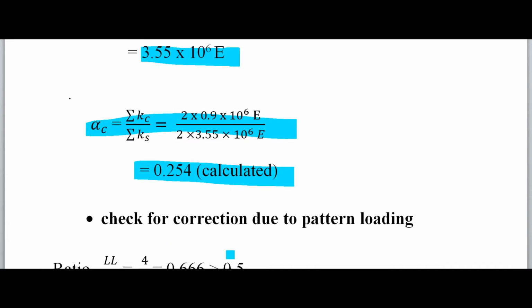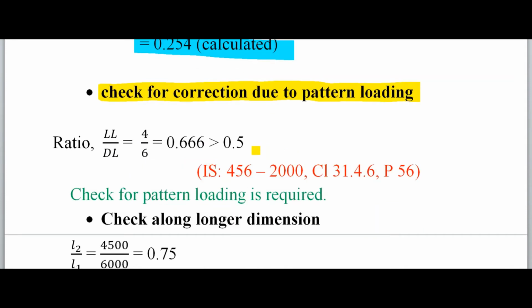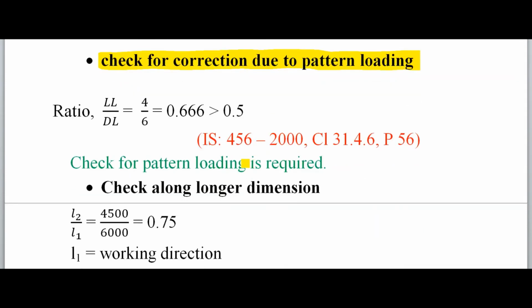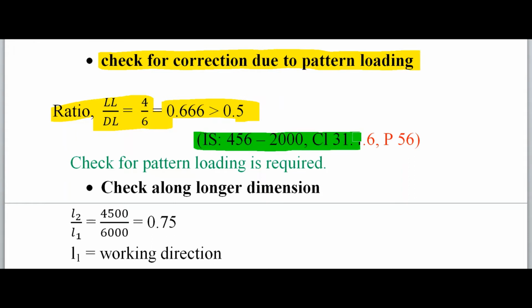Now we are going to check for the correction due to pattern loading. We have to calculate this because moment will be redistributed. That's why we check the ratio of live load to dead load, which is 0.5. This condition is given in IS 456 2000 clause number 31.4.6, page number 56.